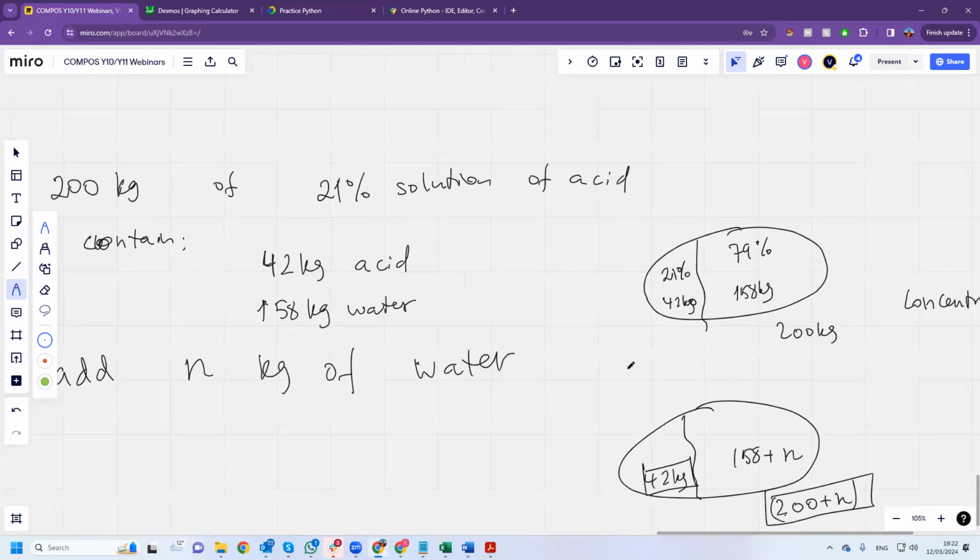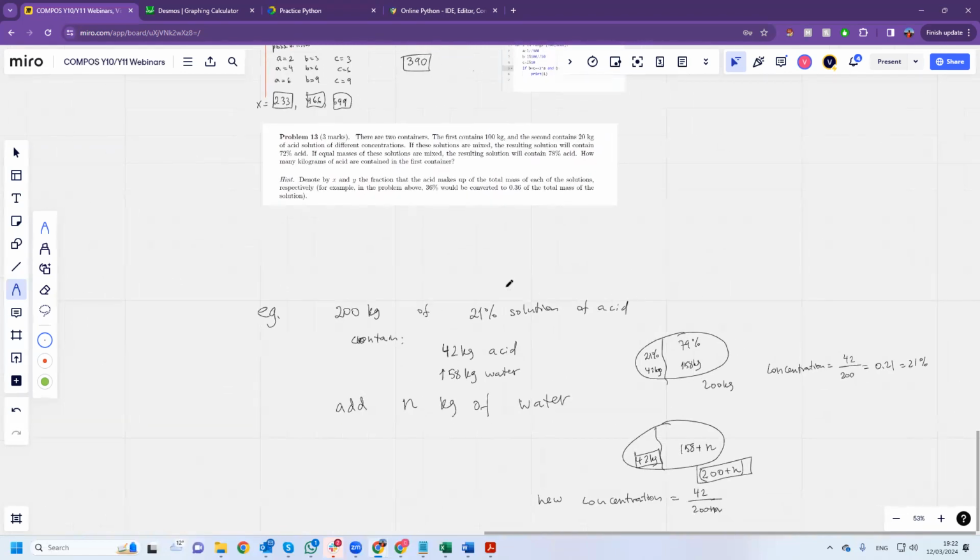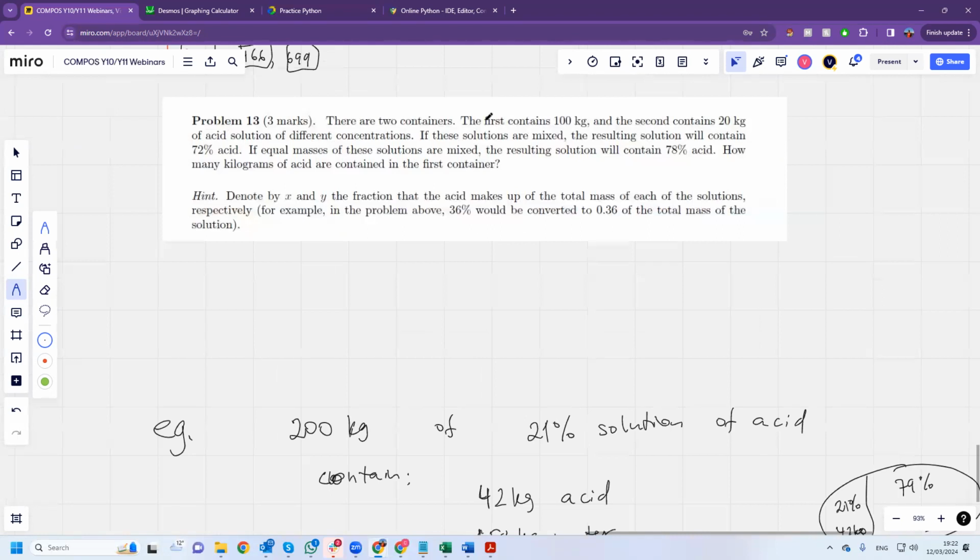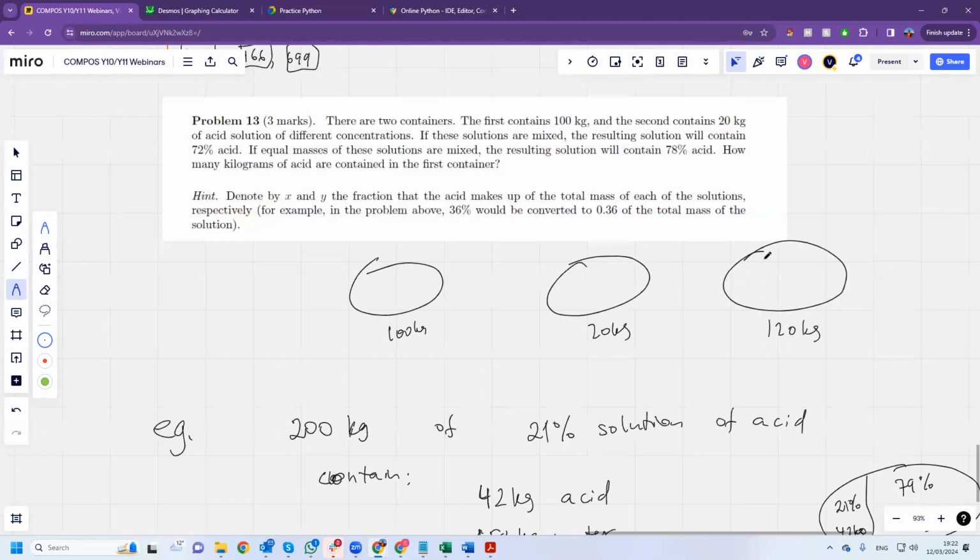Does that help, Parichita? So there are two containers. The first contains 100 kilograms, and this is 20 kilograms. So this will contain 70% acid. So the mix is going to be 120 kilos, and out of this, 72 is going to be acid. So 72% acid. You can work out the mass here, and that gives you the total mass of the acid. So let's say this is X, this is Y, and yeah, add them.